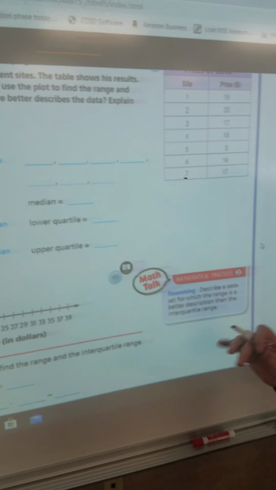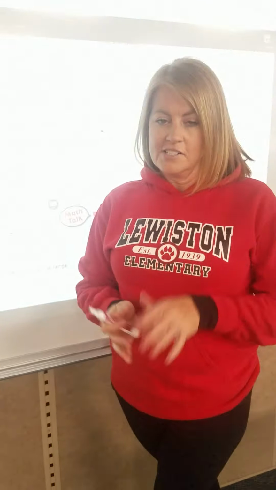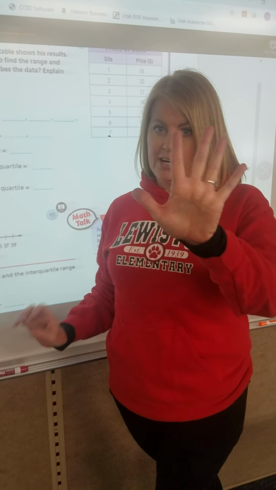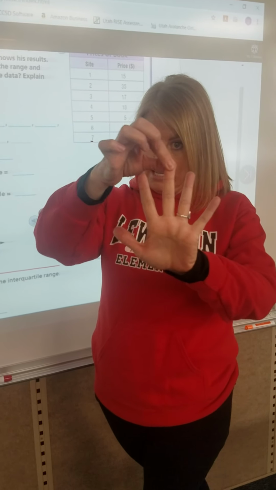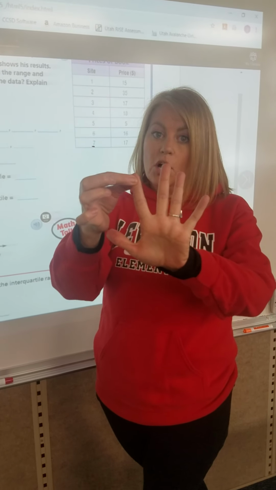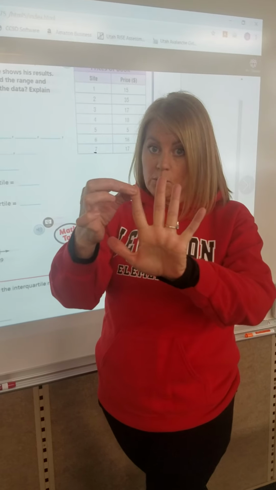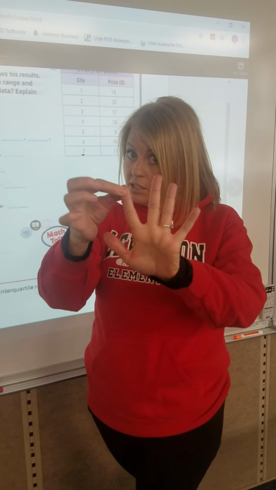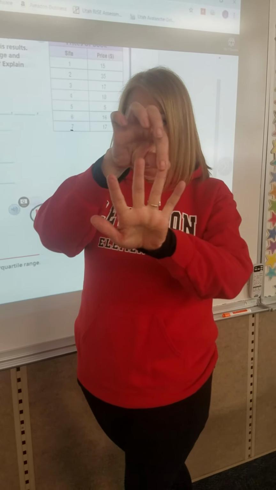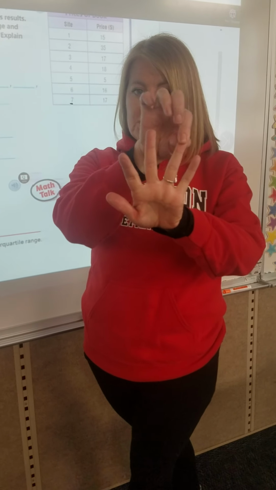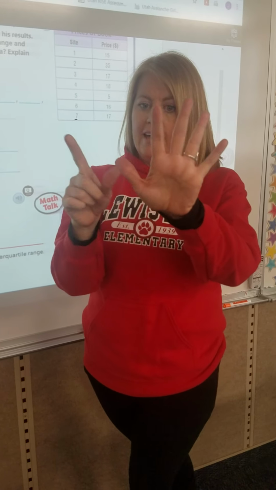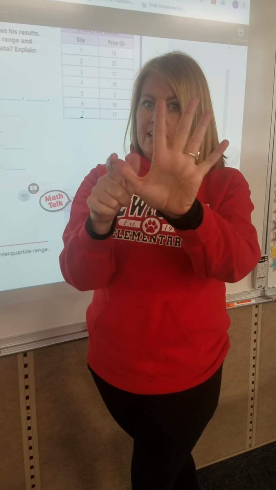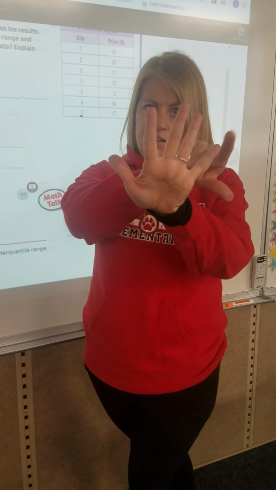Okay, now when we create a box plot, there's 5 different values that we need. We need to find the middle, the median. We're going to find the middle of the lower half of data, the lower quartile or the first quartile. We need to find the middle of the top, which is the upper quartile or third quartile. And then we're going to use our smallest value and our greatest value.